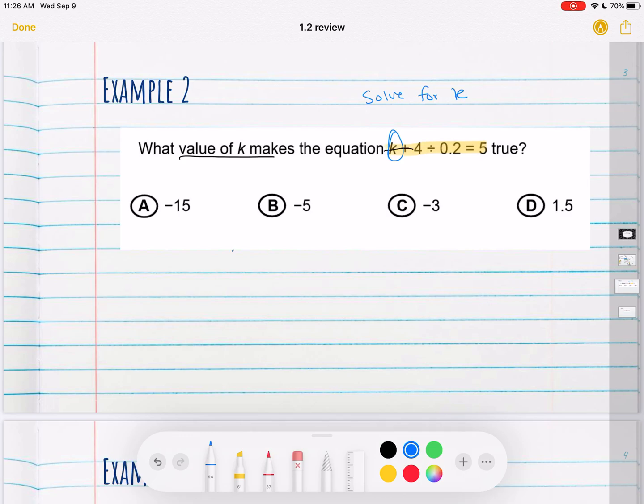So I'm going to solve for k. I'm going to rewrite it down here. K plus 4 divided by 0.2 equals 5. Well, let's see if I can do any simplifying. Well, it looks like I can simplify this 4 divided by negative 0.2. Or sorry, 4 divided by 0.2, that's not a negative. And I'm going to do the division before the addition, right?